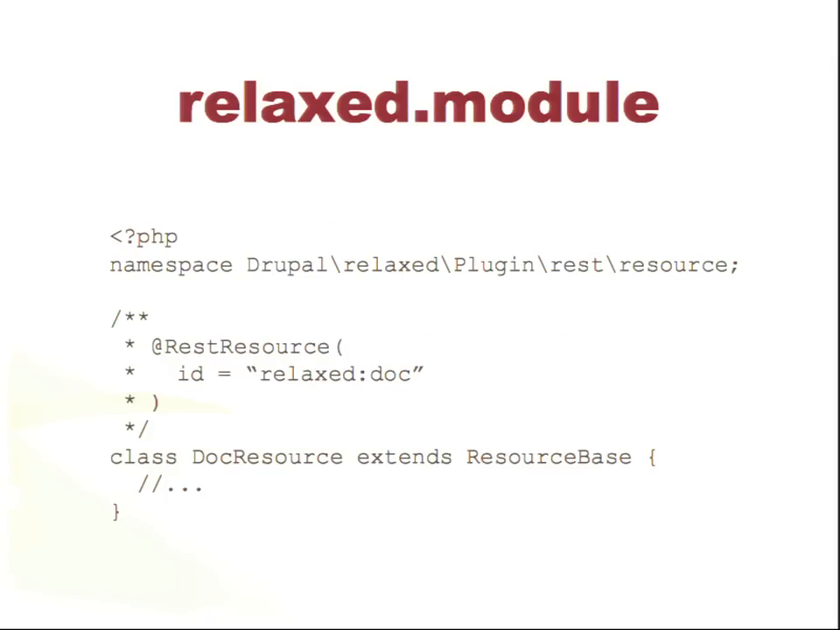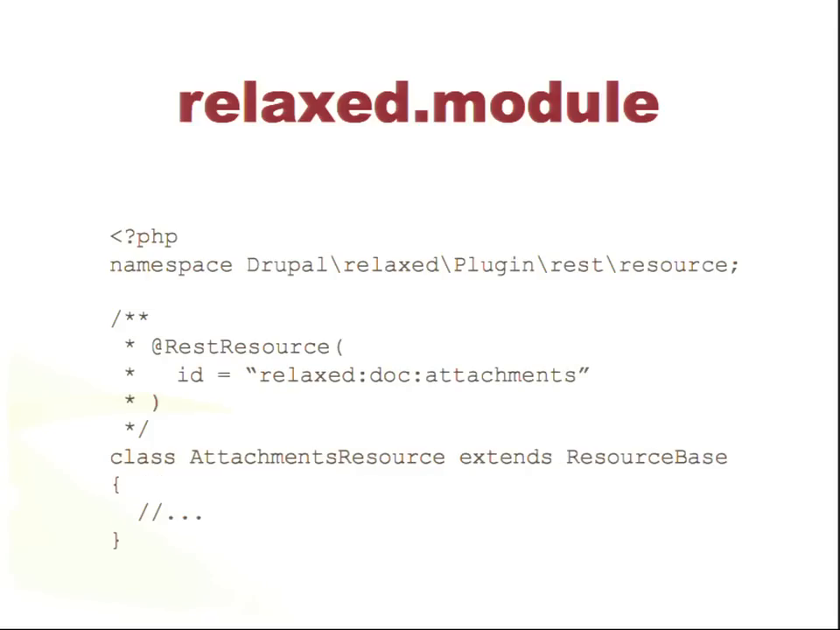So we have a document resource, the generic resource that is dealing with content entities, and this is implementing the plugin system provided by the REST module. We, as I said, have a separate endpoint for attachments, all extending the REST resource base. It's a very nice API, by the way. It's easy to write new endpoints, so that's very exciting.